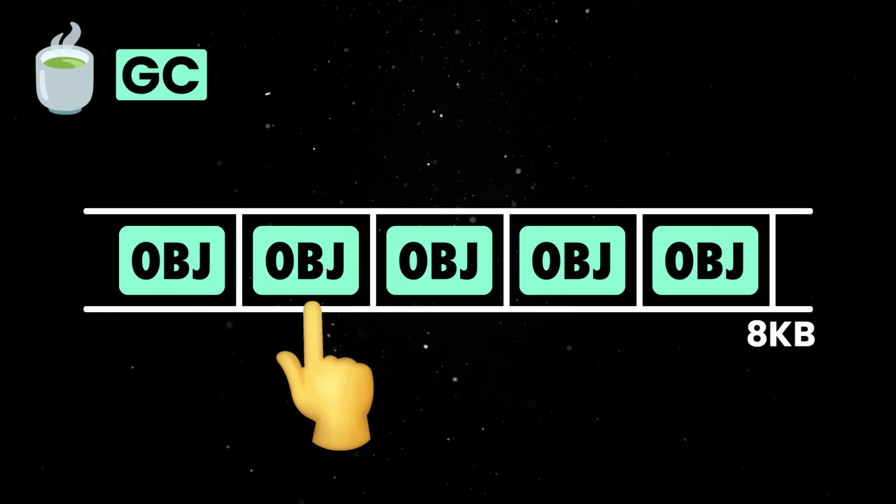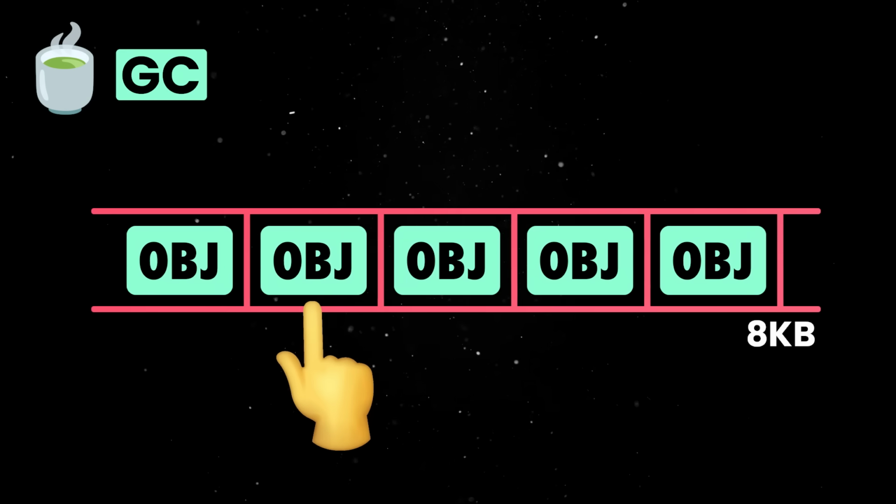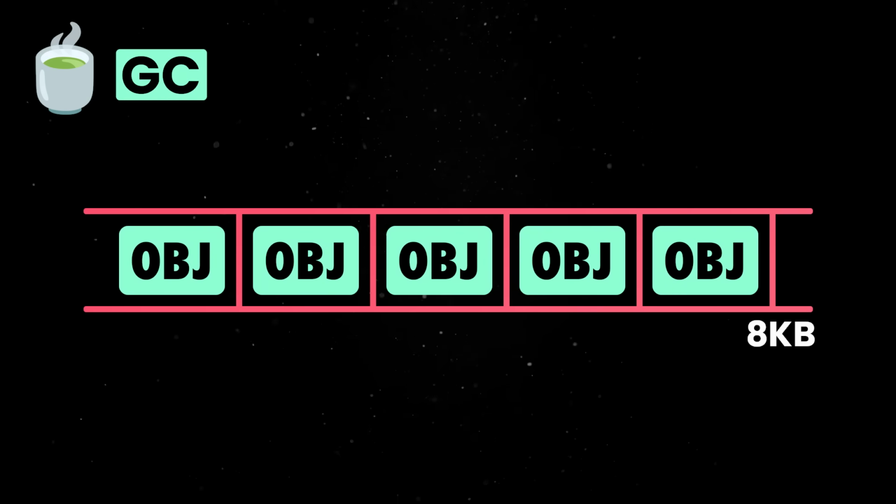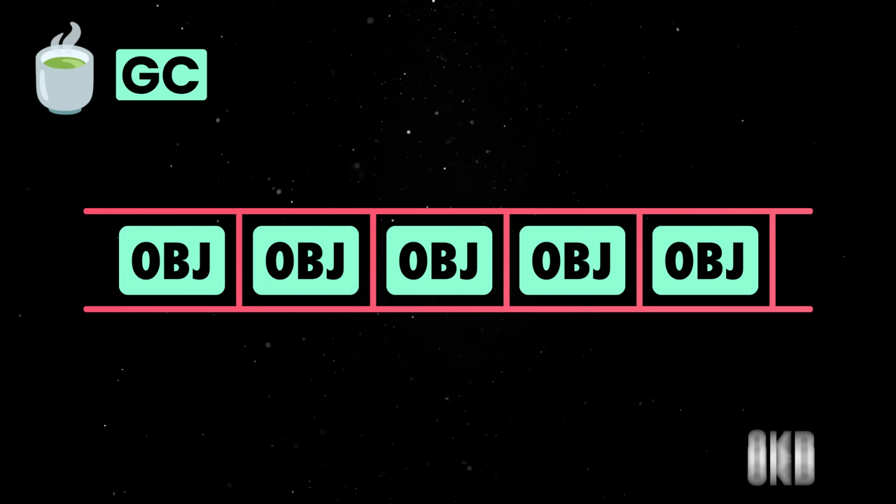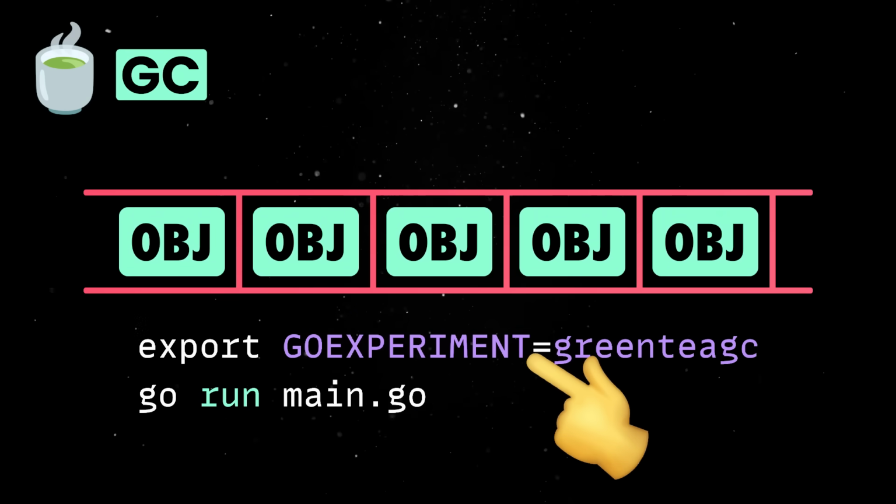When the GC sees a pointer to an object, it flags it for scanning and queues the entire span. This leads to better memory spatial locality, fewer cache misses, and less CPU waste. You have to opt into it, but if your app does a lot of allocations, it is definitely worth trying.